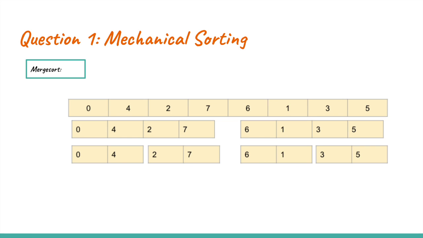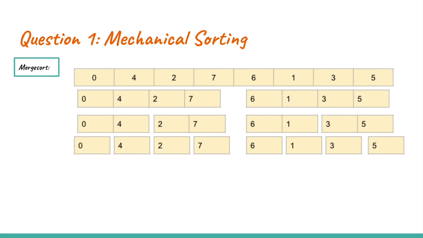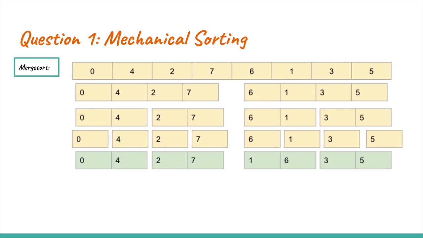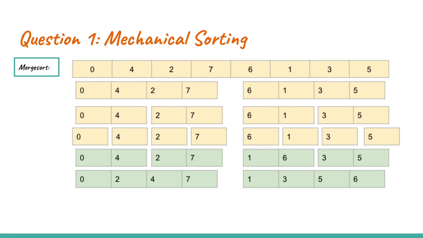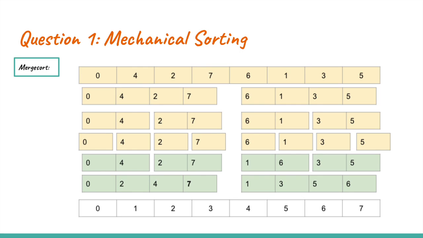So 0 and 4 will be merged back into a list of length 2, and the same will happen for 2 and 7. And then 1 and 6 will be merged into a list, and the same goes for 3 and 5. And working our way back up, the 2 lists on each side will merge into lists of length 4. And finally, we want to merge the 2 lists of length 4 into one sorted list of length 8. And we are done.